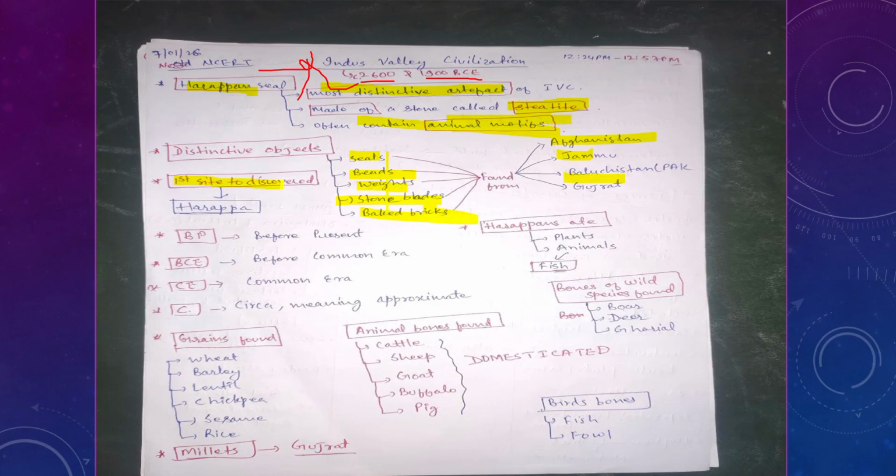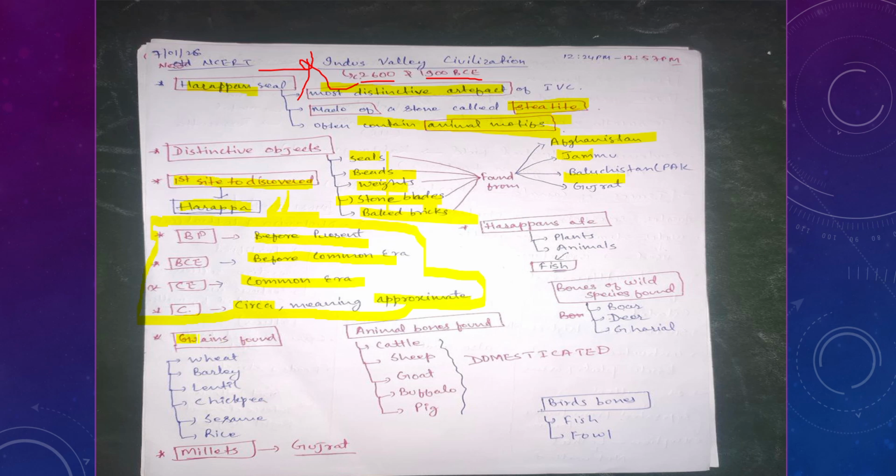The first site that was discovered was Harappa. That is why the Indus Valley civilization is also called the Harappan civilization. Now, if you read the NCERT, then in the box they have given this much detail, so please remember that also. Although this may not come in the examination, in the state PCS examination these types of questions do ask. BP stands for before present, BCE stands for before common era, CE stands for common era, and C stands for circa, meaning approximate.